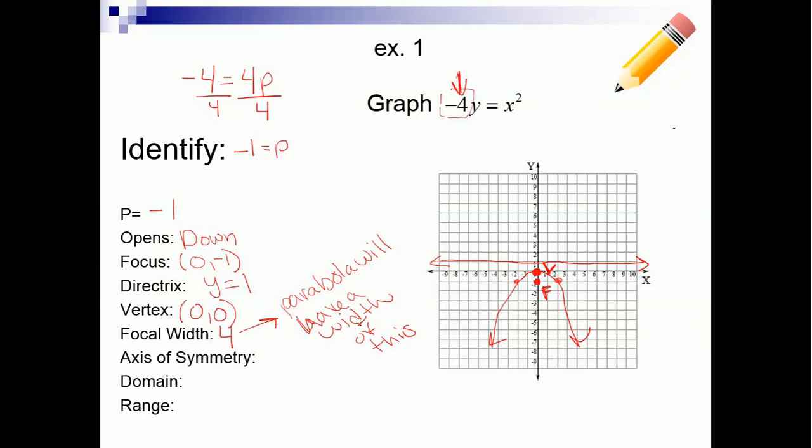Axis of symmetry is the same thing. It's where you can fold this guy. Well, I can fold him right here on x equals 0. My domain, well, it looks like I'm covering them all, so negative infinity to infinity. And my range, you're still just using the vertex, okay? You don't care about the directrix, he's just kind of bouncing off things, okay? So my range is from negative infinity, because you start at the bottom and go to the top, so till 0.